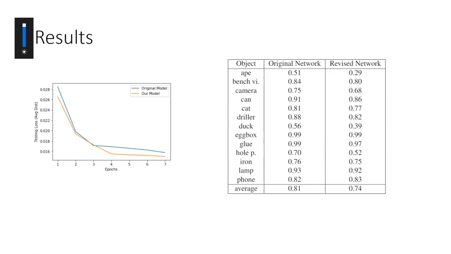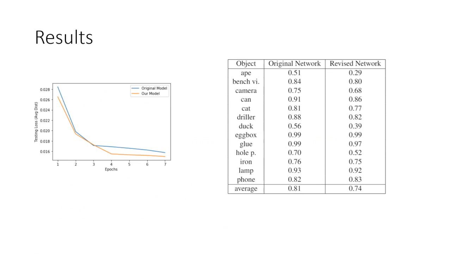The best models of the original network and the revised network were then evaluated on the LineMOD dataset, along with the pre-trained iterative refinement model. The evaluation results are shown in this table. Although the best model of the original network has a higher testing loss, when they were evaluated on the testing LineMOD dataset, it surprisingly outperforms our revised network.